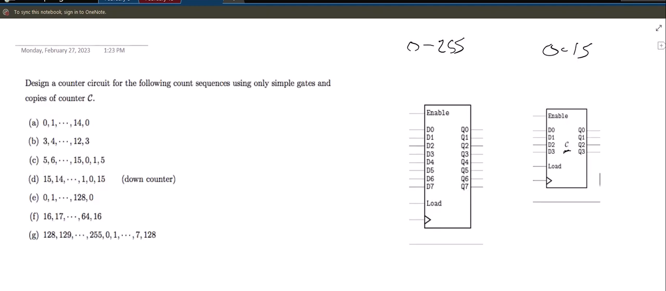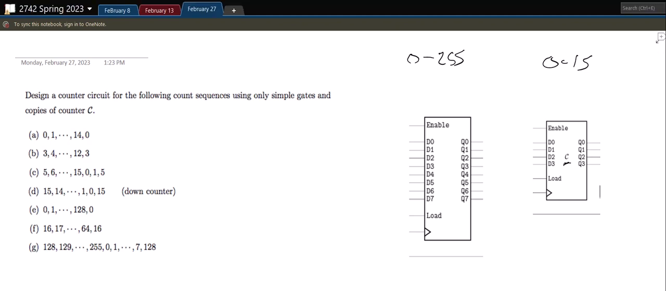Alright, so now let's take a look at how we're going to build a counter that goes from 0 to 14 and then back to 0. So when we load, we want to load 0. 0 is 0 0 0 0, so that's what we want to load. We do want a 1 on the enable because we do want our counter to work. I'm using the smaller one because we're staying less than 15. This is the clock. I may not put the clock in on all of them.